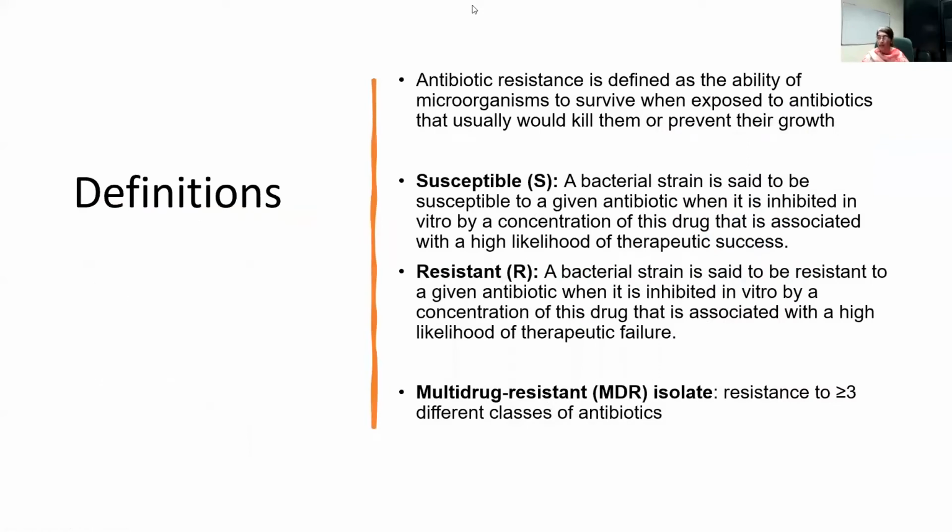So how do we define antibiotic resistance? It is defined as the ability of microorganisms to survive when exposed to antibiotics that usually would kill them or prevent their growth. A bacterial strain is said to be susceptible to a given antibiotic when it is inhibited in vitro by a concentration of this drug that is associated with a high likelihood of therapeutic success. And a bacterial strain is said to be resistant to a given antibiotic when it is inhibited in vitro by a concentration of the drug that is associated with a high likelihood of therapeutic failure. And a multi-drug resistant isolate is one that is resistant to 3 or more different classes of antibiotics.